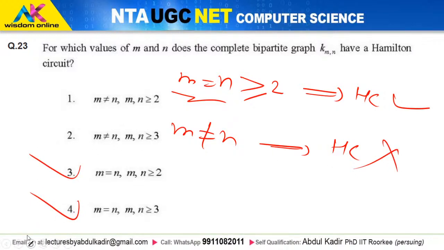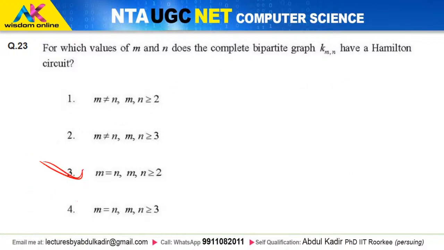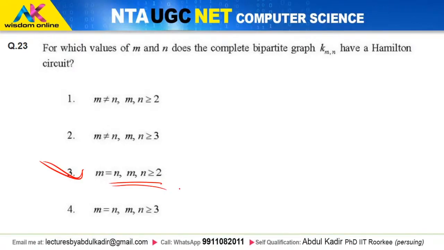Option 3 and option 4 are both correct, but option 3 is the better answer, because option 3 also covers option 4. Option 4 is not incorrect, it is also correct. When 2 options are correct, you should select the better option. So the better option will be option 3, because option 3 covers option 4 also. So the answer will be option 3.